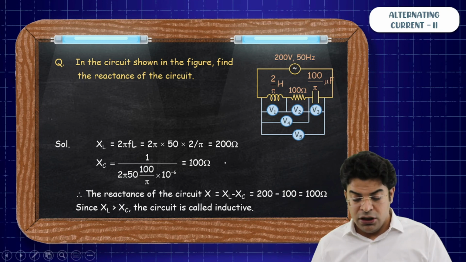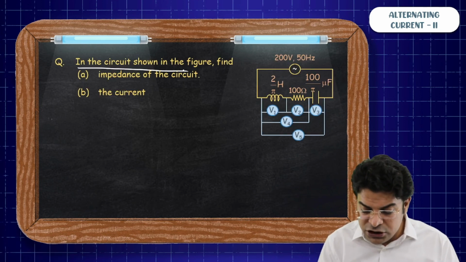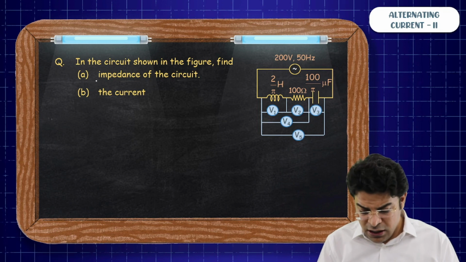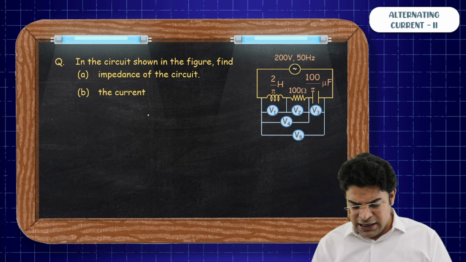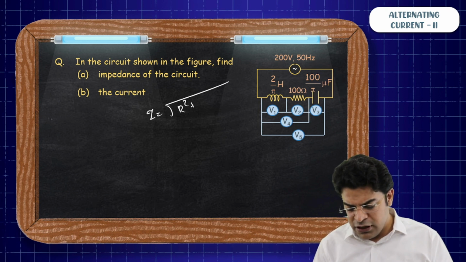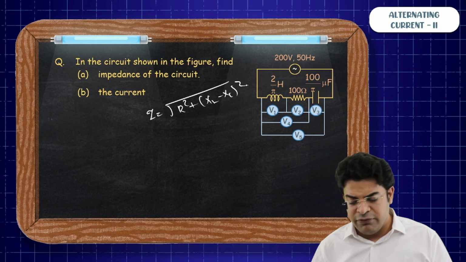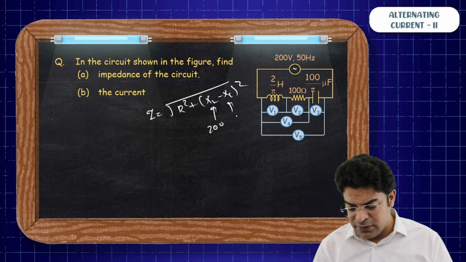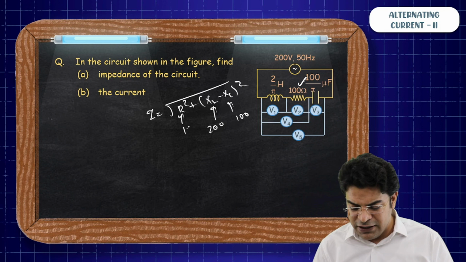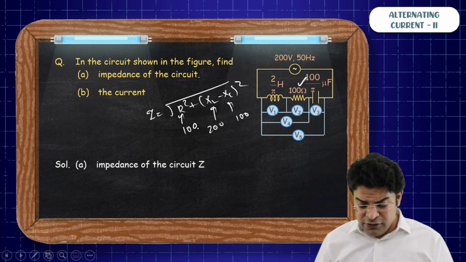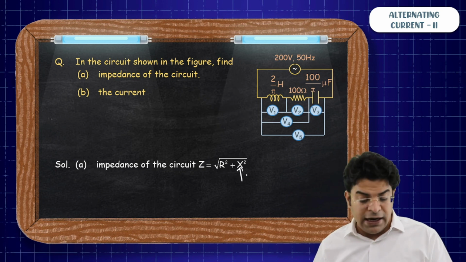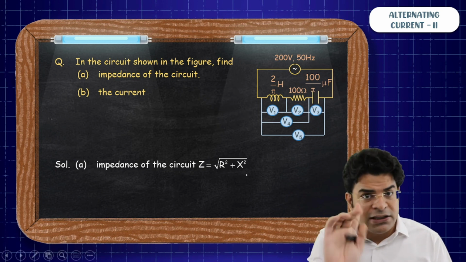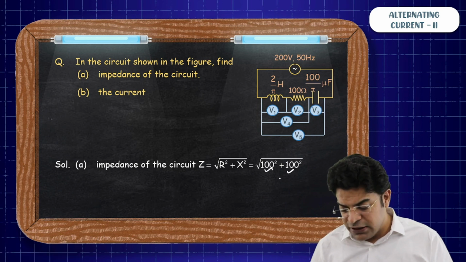Now the next question I'm going to discuss is part of the same question, so keep these results in mind. The next question goes like: in the circuit shown in the figure, same circuit, find the impedance of the circuit and the current flowing in the circuit. The impedance of the circuit is nothing but under root of R square plus XL minus XC whole square. We have already found that XL is 200, XC is 100 and R is given as 100. So finding impedance is not rocket science. Z equals under root of R square plus reactance square, and reactance is 200 minus 100, that is 100. So you get under root of 100 square plus 100 square, that becomes 100 root 2 ohm.